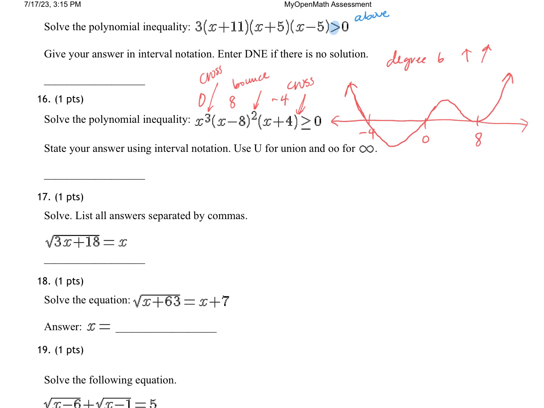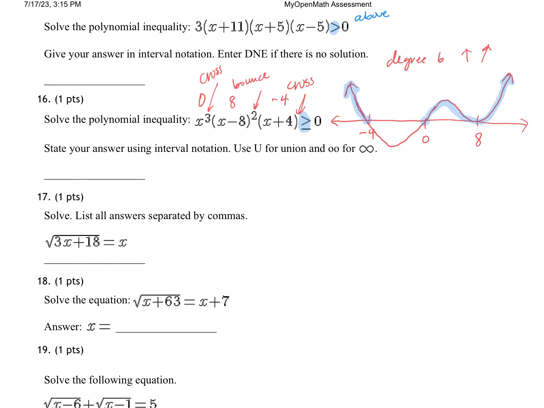Now I'm looking for where it's above the line because it's greater than, or on the line. So that would include everything to the left of -4. It would include all of the section between 0 and 8, and 8 and above. So it includes all of that side. So the only part it doesn't include is from -4 to 0.